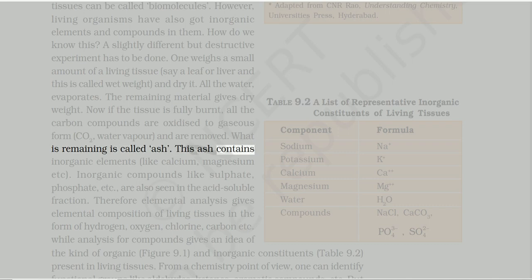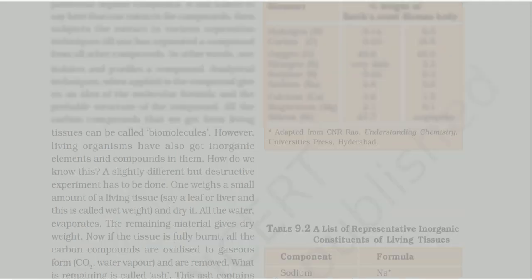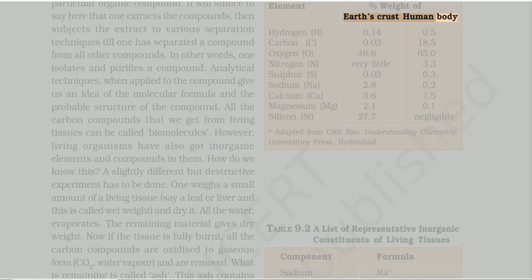This ash contains inorganic elements, like calcium, magnesium, etc. Inorganic compounds like sulfate, phosphate, etc., are also seen in the acid-soluble fraction. Therefore elemental analysis gives elemental composition of living tissues in the form of hydrogen, oxygen, chlorine, carbon, etc. While analysis for compounds gives an idea of the organic and inorganic constituents present in living tissues.